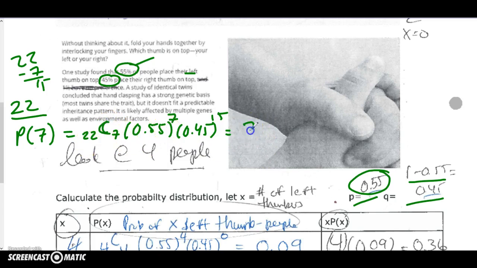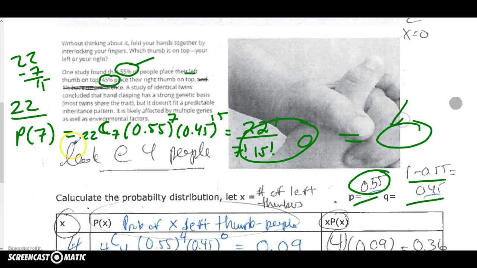So 22 choose 7. Don't forget what that is, as I write over this child's hand. 22 factorial, divided by 7 factorial and 15 factorial. So figure out what that is, and then 0.55 to the 7 and 0.45 to the 15. Work that out and get a number. So that's the probability of getting exactly 7 people.